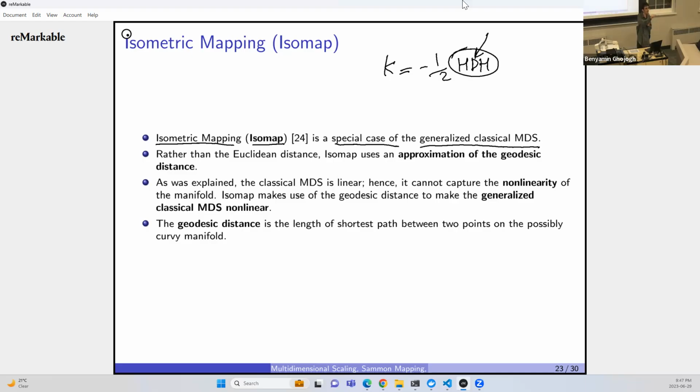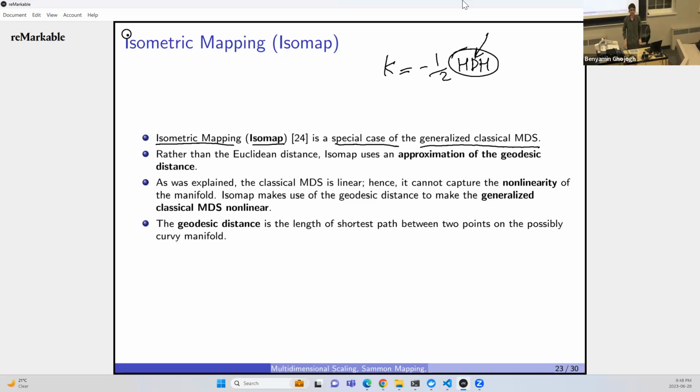Euclidean distance is the linear length between two points, right? But let me use geodesic distance. Why? Can you tell me? What is the distance between Toronto and Montreal?